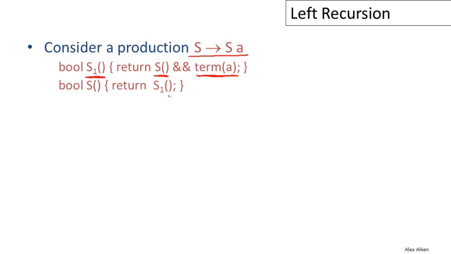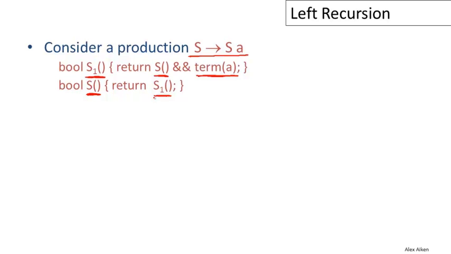And then we have to write a function for the symbol S itself, and since there's only one alternative, only one production for S, we don't need to worry about backtracking or anything. So S will succeed exactly when S1 succeeds. There's only one possibility in this case. And now I think you can see the problem.